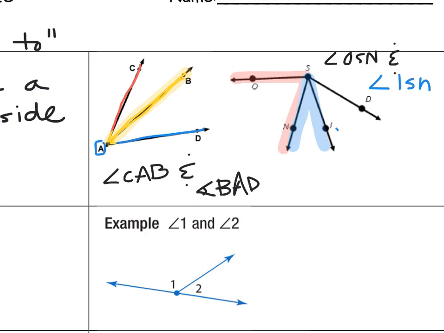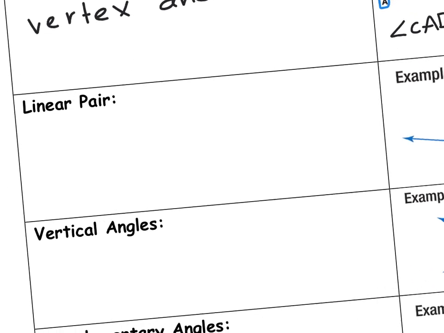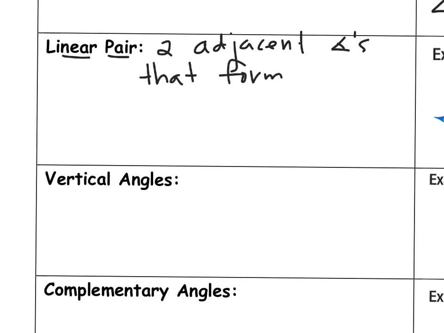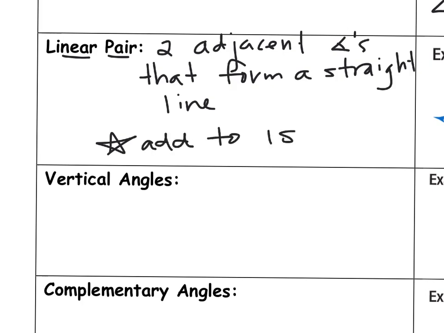All right, so let's do the next definition. And that is a linear pair. So a linear pair, by definition, linear, you should see the word line in there. Pair means two. Two adjacent angles that form a straight line. And I'm going to write down here a star that they add to 180 degrees because a straight line is 180 degrees.